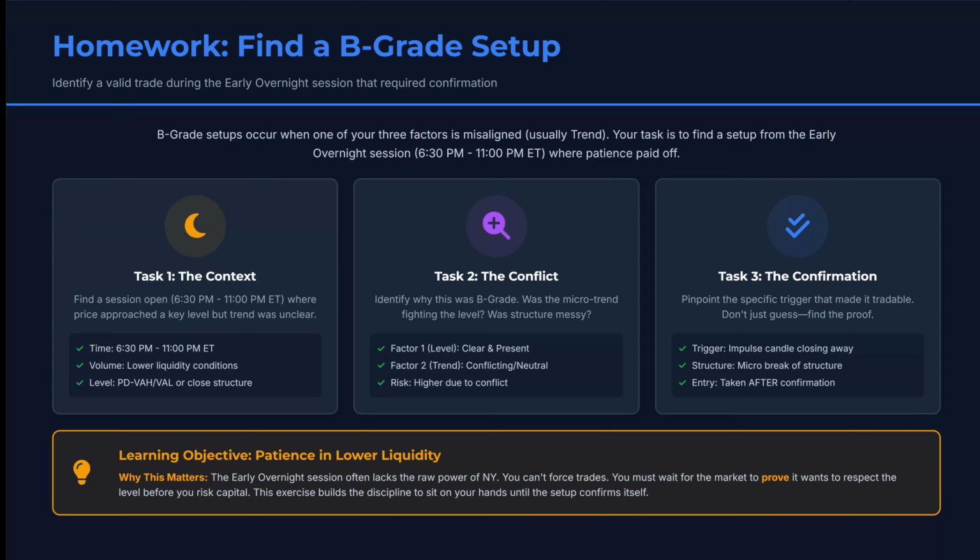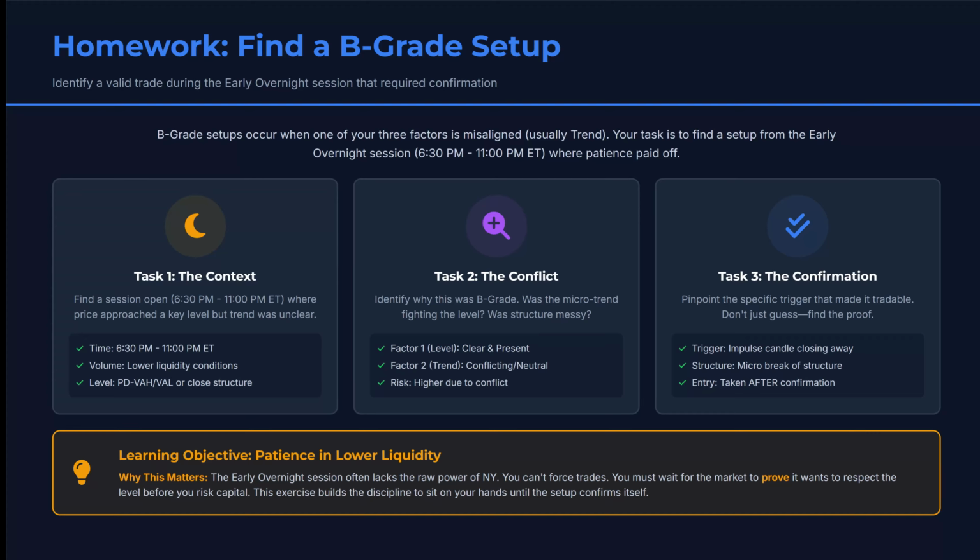Action item: save to your reference library. Once you've completed all 4 tasks and documented your B-grade setup with annotations, save the screenshot to a subfolder called B-grade/overnight within your Golden Setups library. This organizational structure is important.